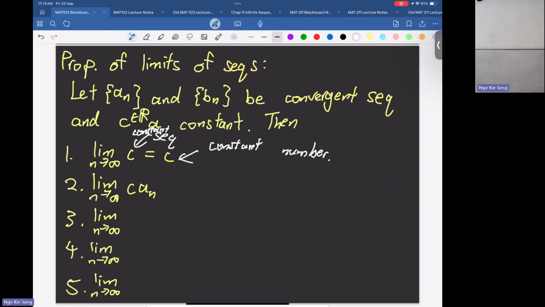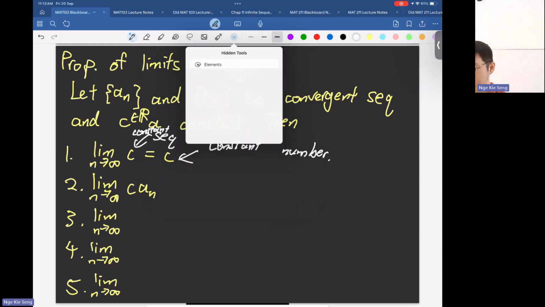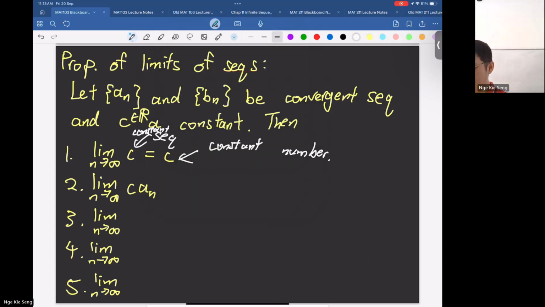What else can we do? We can multiply a constant to a sequence, and then ask what this limit is. I know a_n converges already. So how about C times a_n? Does it still converge or not? What do you think? Guess first, use your intuition. Train your intuition. Does C a_n converge or not?